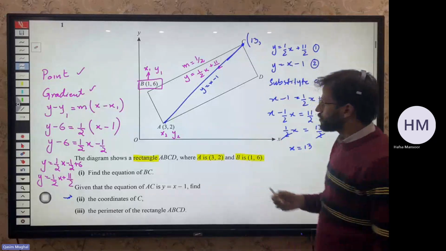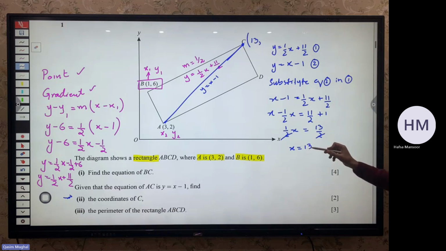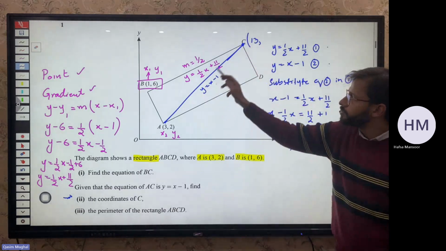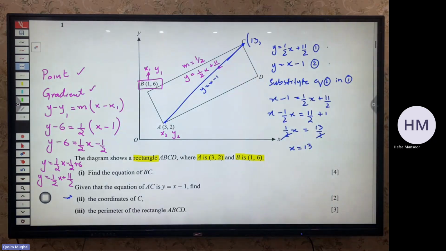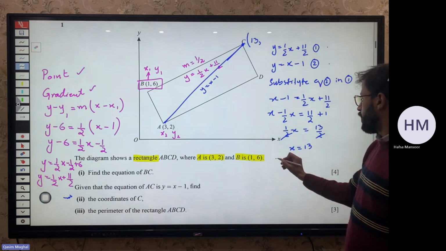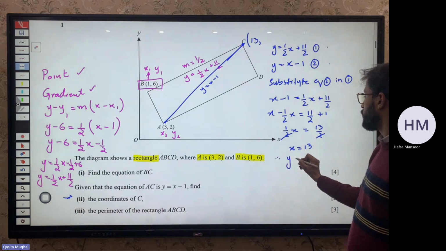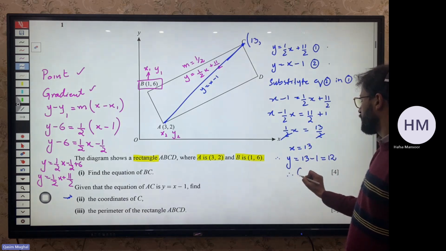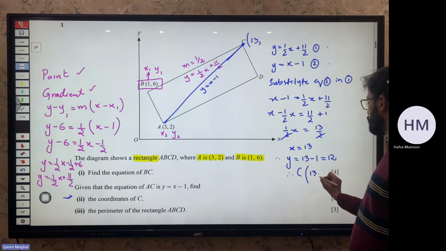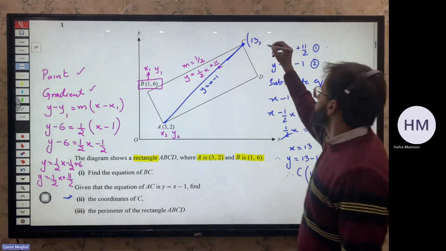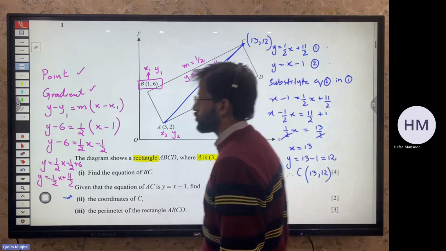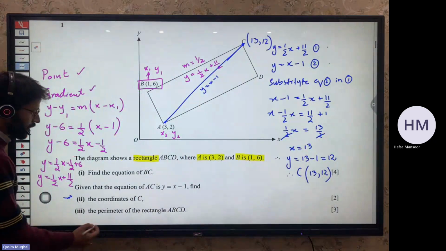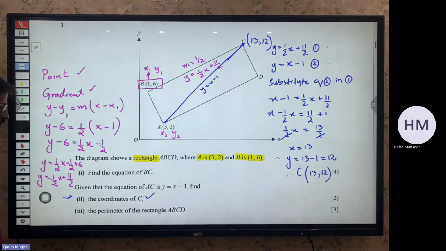Now we need to work out the y coordinate. You can put this x in equation 1 or in equation 2, because this point is on equation 1 and on equation 2 as well. So it's your choice, put it in whichever you like. Let's put it in 2. So you will write: therefore y equals 13 minus 1, which is equal to 12. Therefore C is going to be 13 comma 12. Write it on the diagram and also in the answer space below. So we have found the coordinates of C as well. This is done as well.